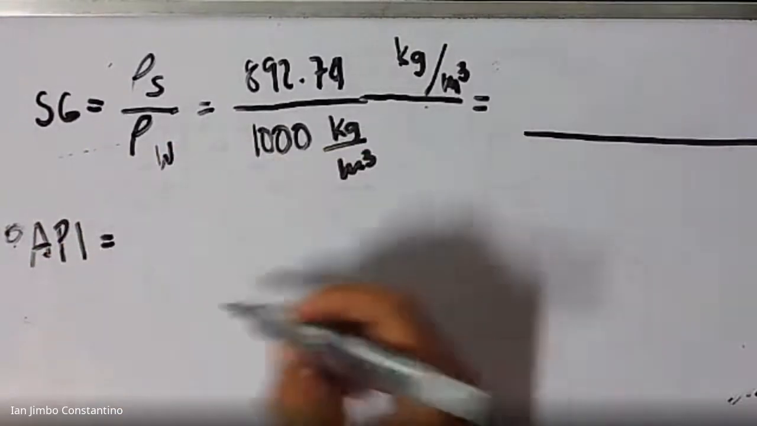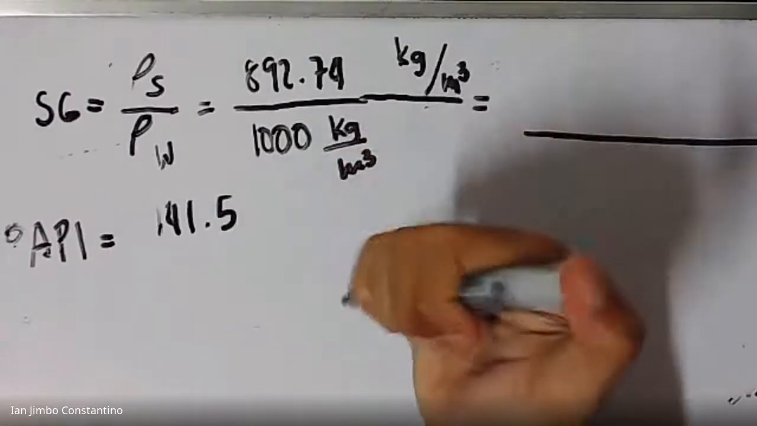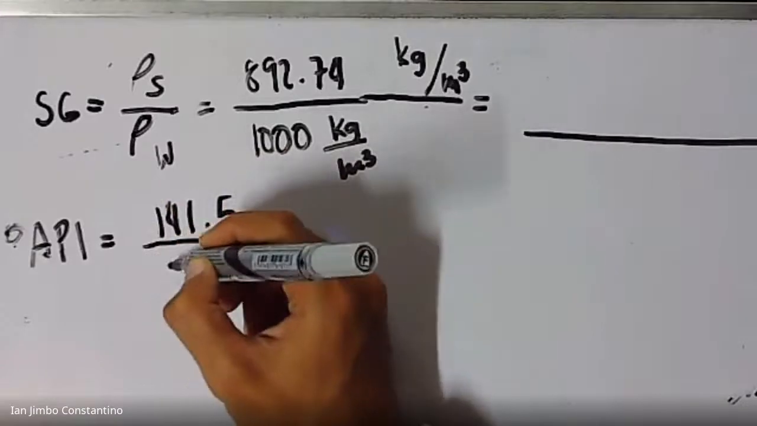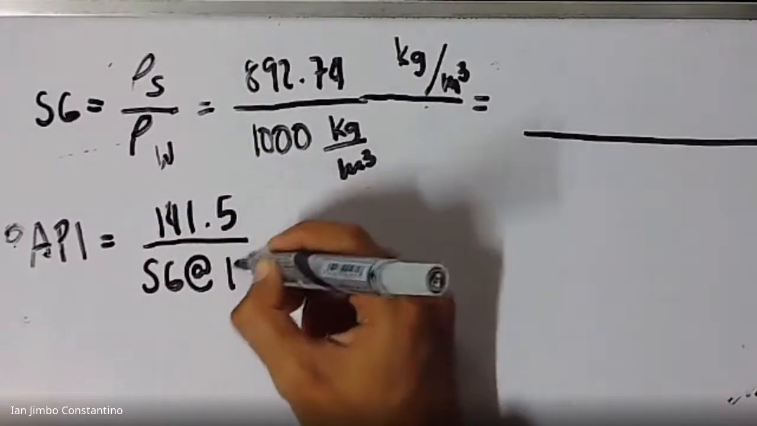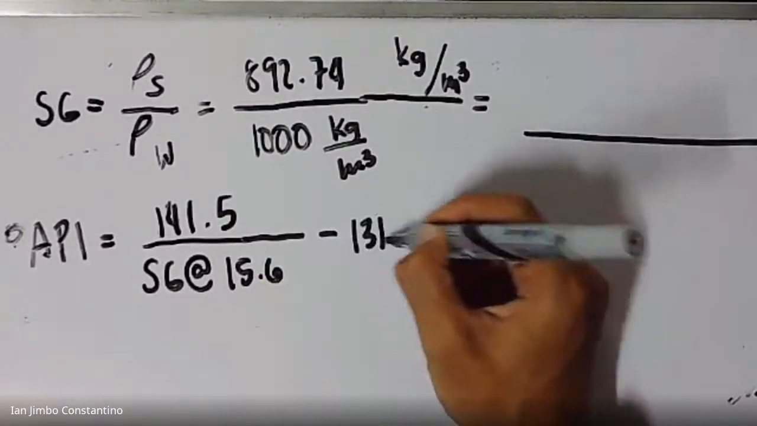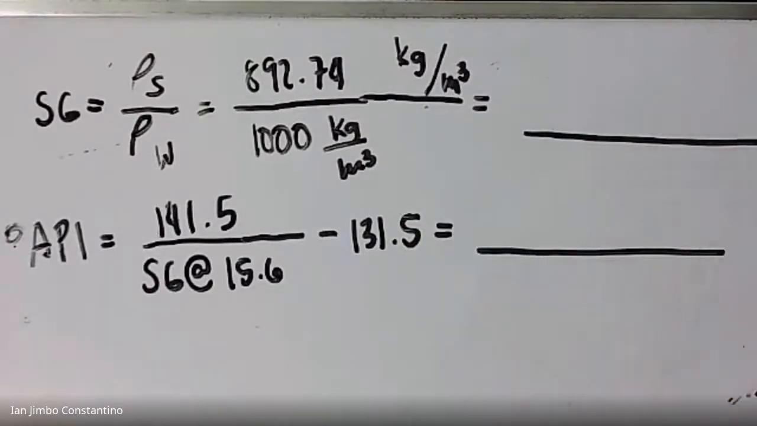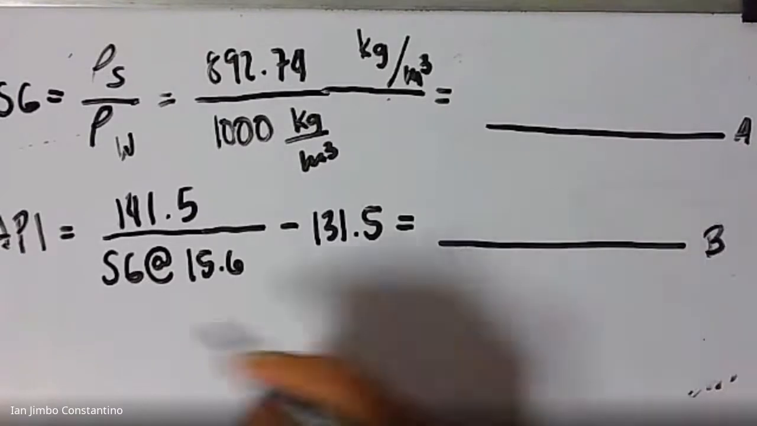So the degree API will be 141.5 divided by the SG at 15.6 degrees Celsius, minus 131.5. Okay. And then, we set this aside again. This is letter A. This is letter B. We store this at the values of your calculator.